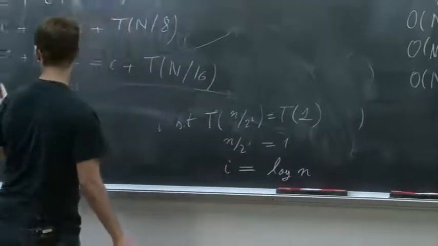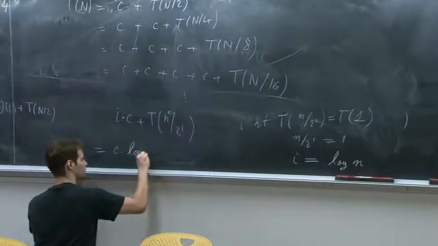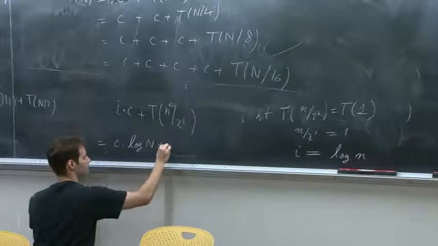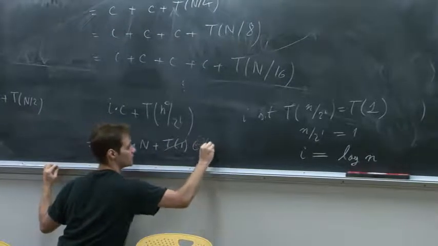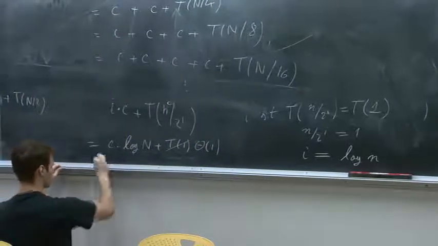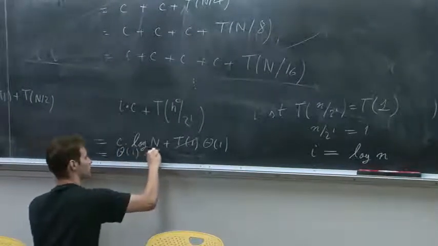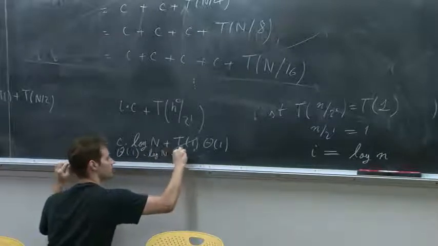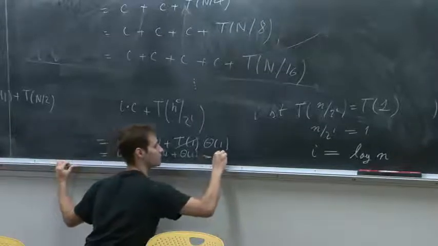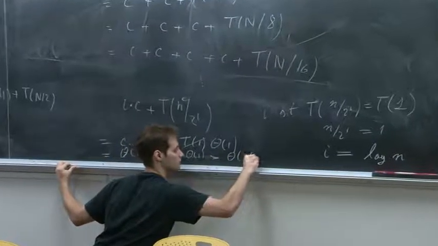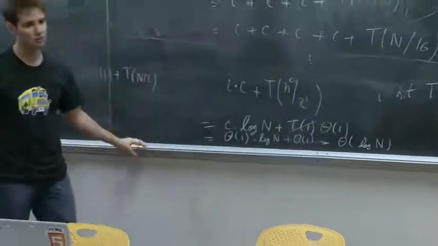So I have i, and I'm going to plug it back in here. And I get constant times log n plus T of 1, which I know is theta of 1. I'm going to make this theta of 1 again. So theta of 1 times log n plus theta of 1. And I know that log n dominates a constant, so this is going to be theta of log n. Solved.